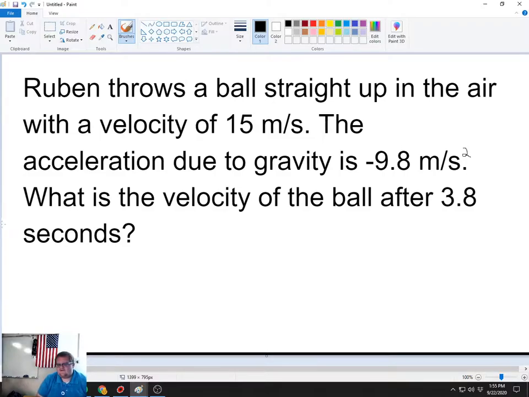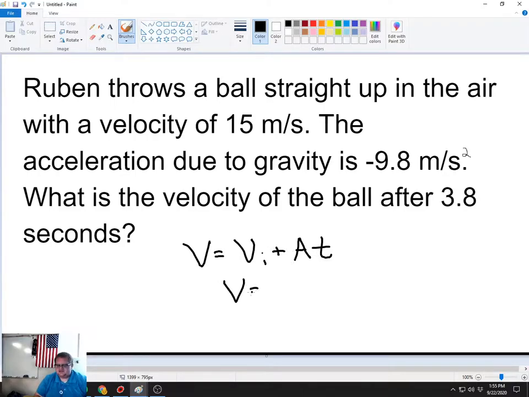So let's see if we can figure out how fast the ball is moving after 3.8 seconds. We just are going to apply that equation we just saw here. The final velocity is going to be the initial velocity plus acceleration times the time. And I know I did that backwards. It obviously doesn't matter what order you do that in, since you're adding.